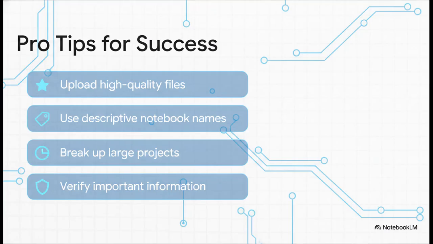Now, to ensure you're getting the absolute best results, you'll want to keep a few pro tips in mind. The biggest one? Break very large projects into multiple targeted notebooks to keep the AI focused. So instead of just naming a notebook work, call it .NET Interview Preparation. Oh, and remember, even though the AI is restricted to your documents to prevent hallucinations, always verify the important information before using it in critical professional work.